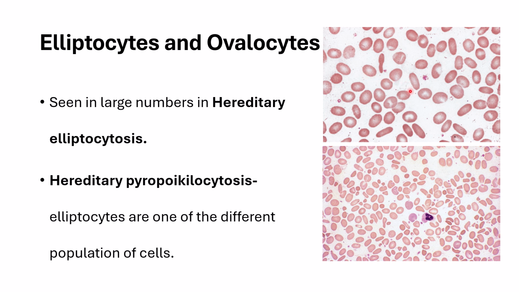Then there is another entity called hereditary pyropoikilocytosis, in which a lot of other cells are also seen, and ovalocytes and elliptocytes are a part of the population. See, other cells are also seen, but you can see some elliptocytes. These are irregularly contracted cells that can also be seen over here, right? And then we can also appreciate some elliptocytes like this, ovalocytes like this one. So it is one of the many cells that are seen in this situation.